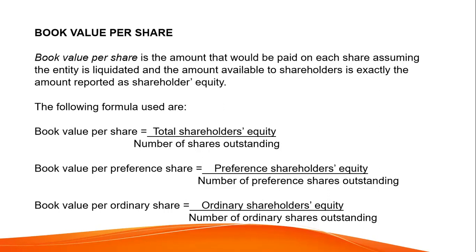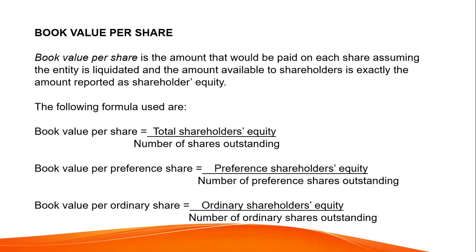Book value per share is the amount that would be paid on each share, assuming the entity is liquidated, and the amount available to shareholders is exactly the amount reported as shareholders' equity. So I'll repeat: book value per share is the amount that would be paid on each share, assuming the entity is liquidated, and the amount available to shareholders is exactly the amount reported as shareholder equity.